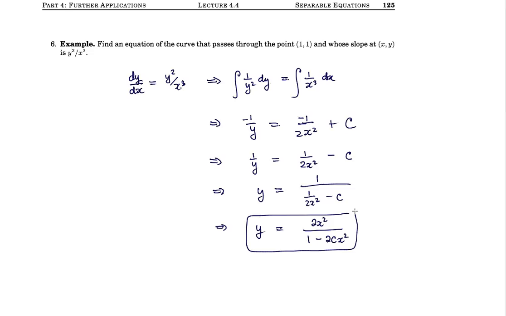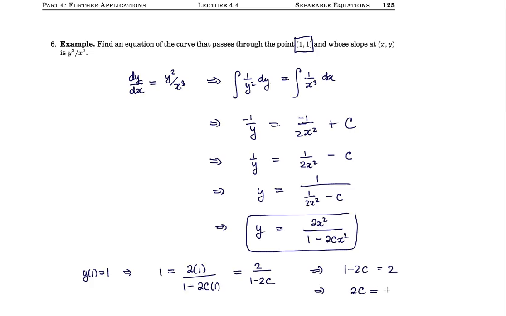We still need one additional piece of information. We want to find the curve that passes through the point (1, 1). So if y of 1 is to be equal to 1, then that means we can get an equation for what c has to satisfy. And so this means that 1 minus 2c is equal to 2, or 2c is equal to negative 1, or c is negative 1/2.